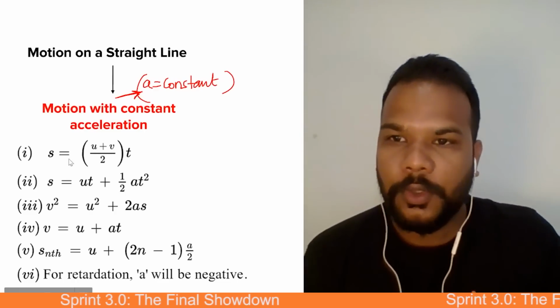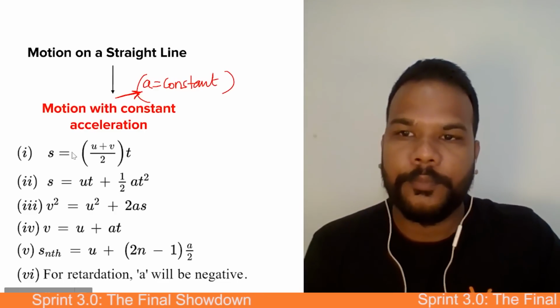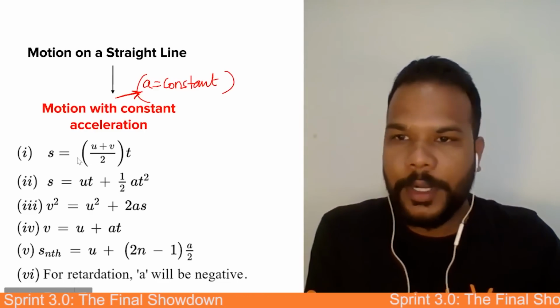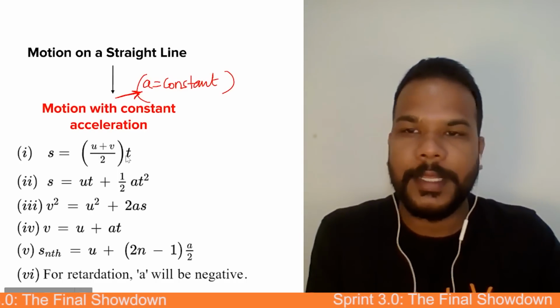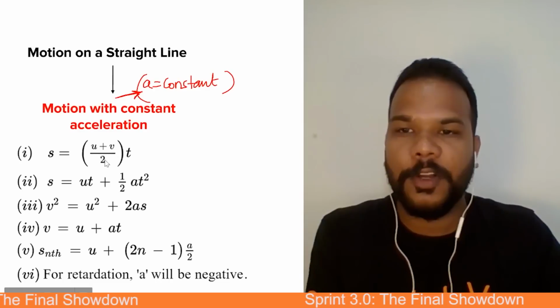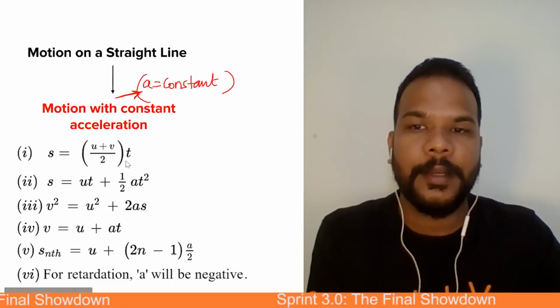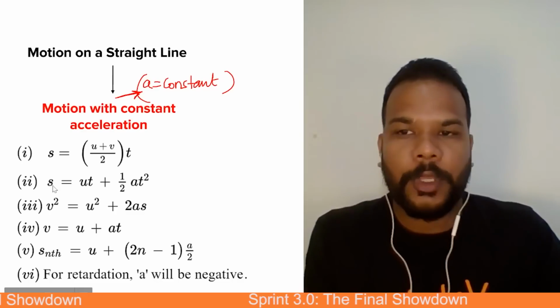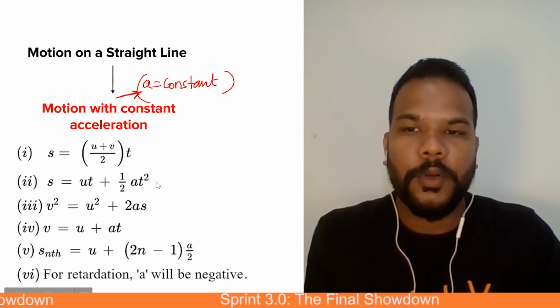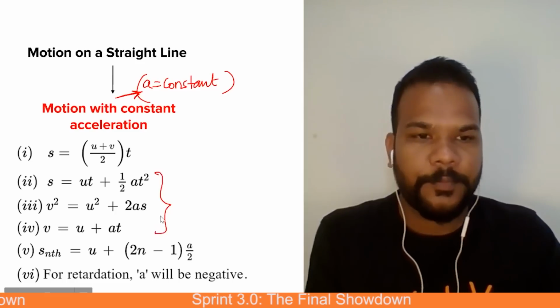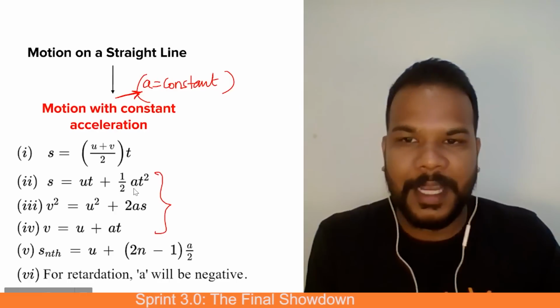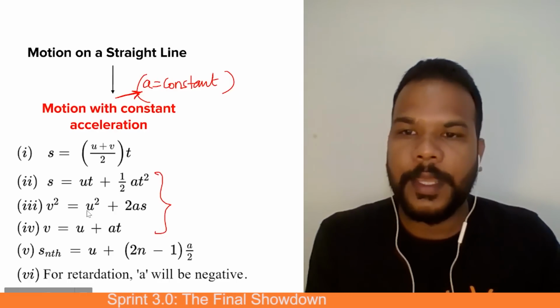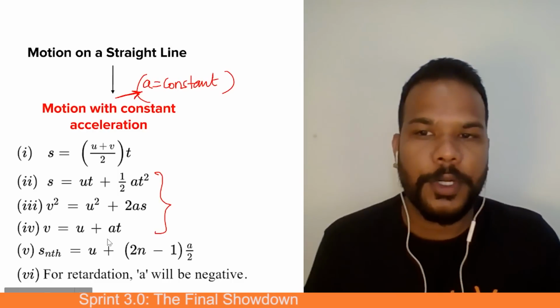Yeah, so guys, the formulas which are important here, first one is the displacement formula, that is (u plus v) by 2 into t, that is initial velocity plus final velocity by 2, which is the average velocity here, into t. Okay, the other formulas which you all know are the equations of motion. This is s equal to ut plus half at square, and v square equal to u square plus 2as, and v equal to u plus at.